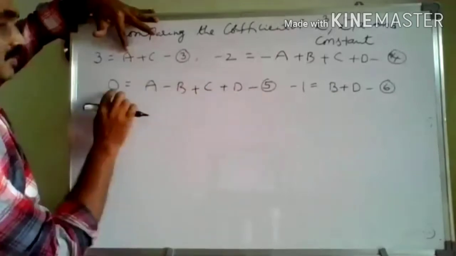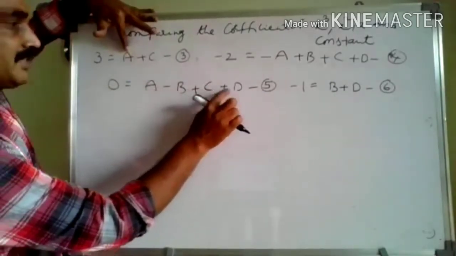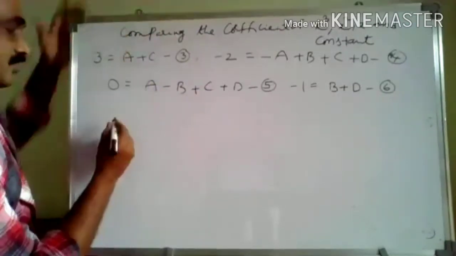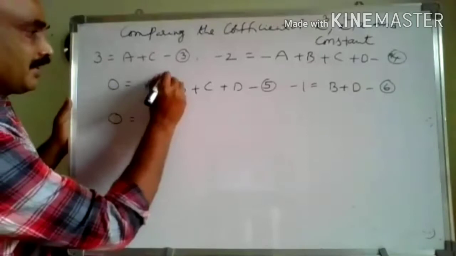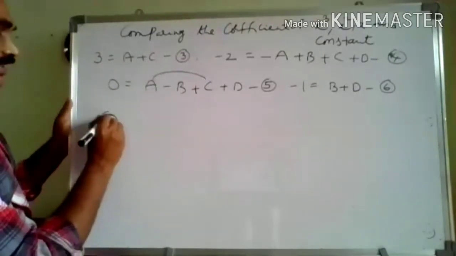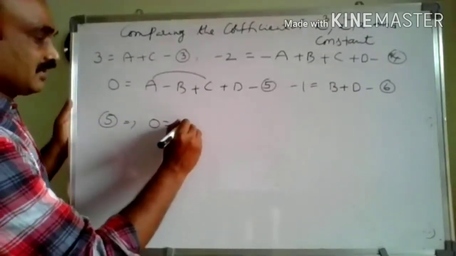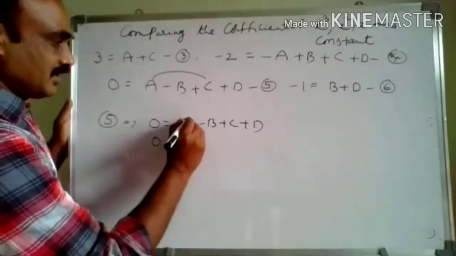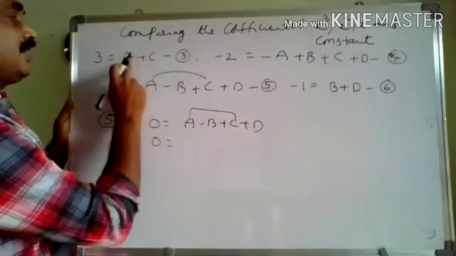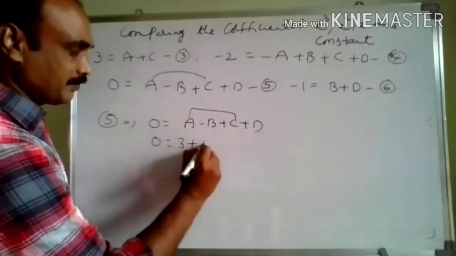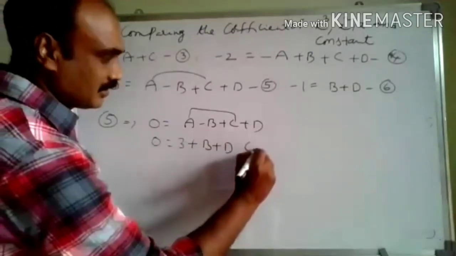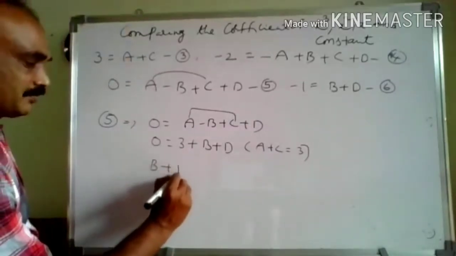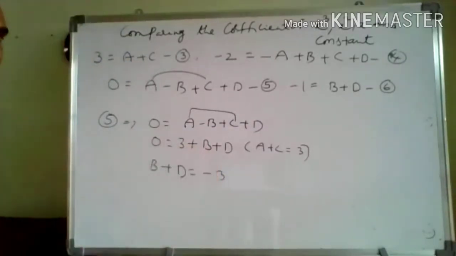Next, equation number 5: 0 is equal to a − b + c + d. Since a + c is equal to 3, 0 is equal to 3 − b + d. So b + d is equal to −3.